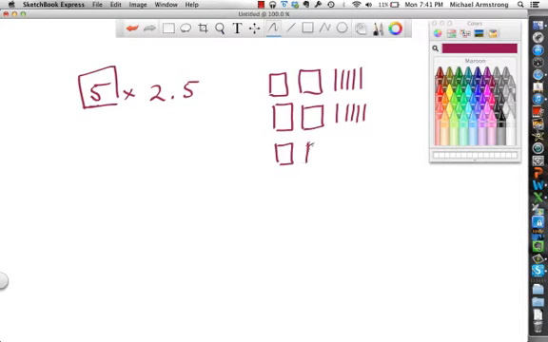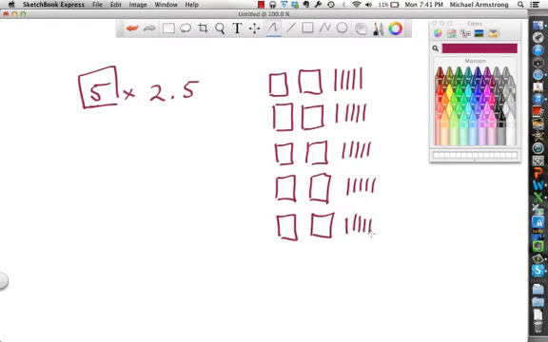1, 2, and 5 tenths. 1, 2, and 5 tenths. And I've got 1, 2, 3, 4, so I need to do it one more time. 2 and 5 tenths. Okay, now we're going to start combining. These are whole numbers: 1, 2, 3, 4, 5, 6, 7, 8, 9, 10. And that's like 5 times 2 is 10. But we're going to try to make another whole by combining this.